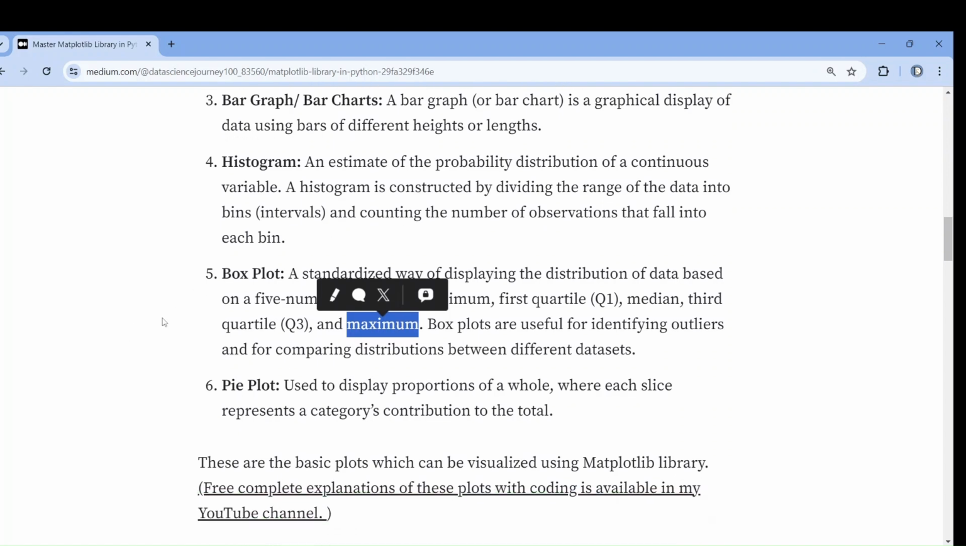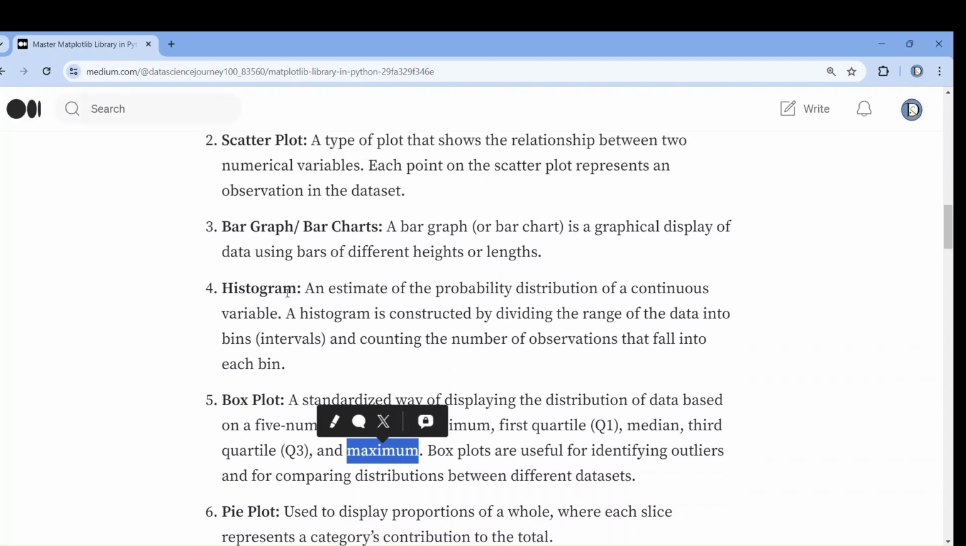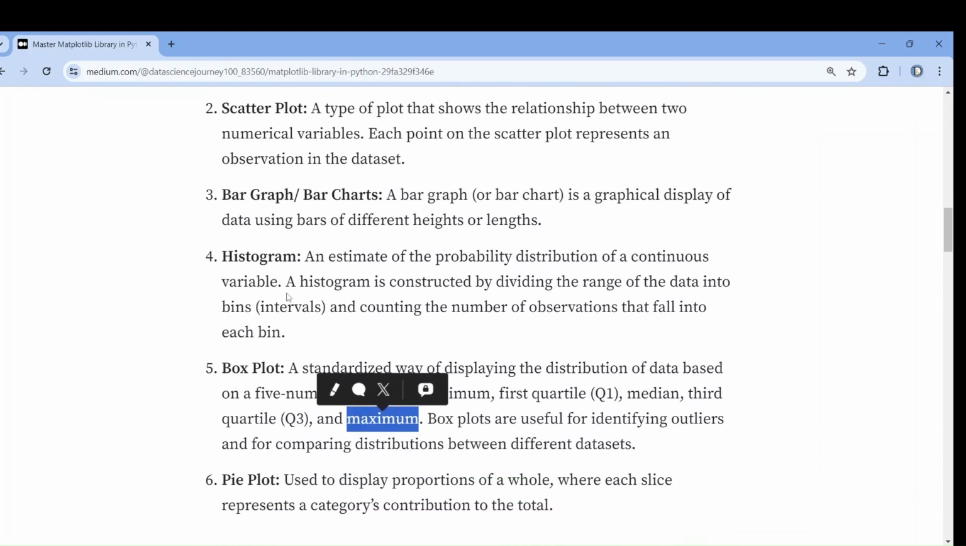Okay. Next we studied the pie plot. This looks like a pizza, where each slice represents a category's contribution. So we have studied all these things, we have coded and visualized all of them in our last series of classes.